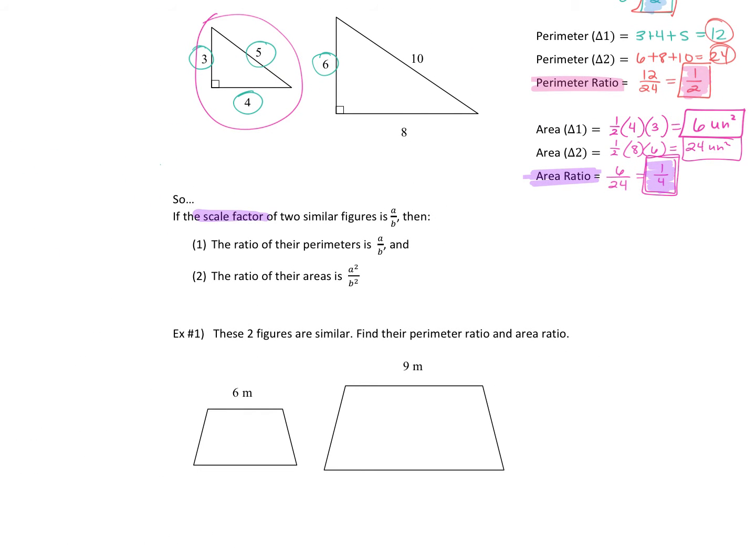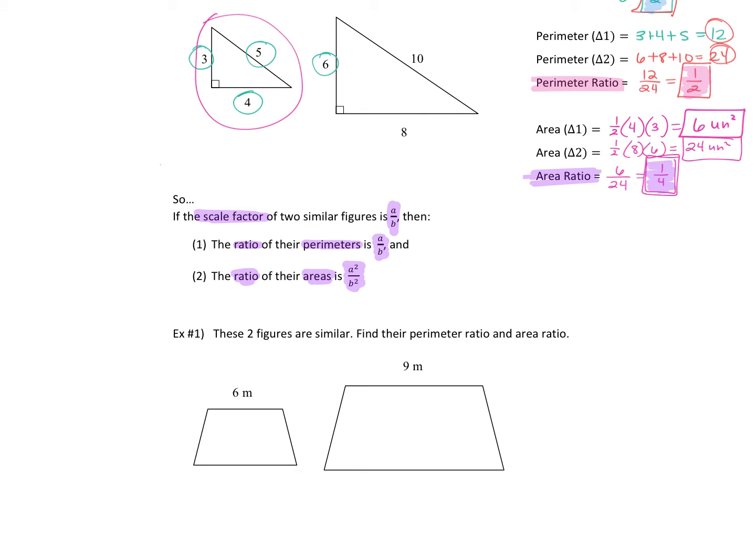Here's basically what it's saying, okay? If your scale factor is A to B, then the perimeter ratio of those figures is going to be that same ratio. So if your scale factor is 1 to 2, your perimeter ratio is 1 to 2. If your scale factor was 1 to 5, your perimeter ratio would be 1 to 5. So a perimeter ratio will be the same as a scale factor. And then the area ratio will just be squaring both of those, right? 1 to 2 squared is 1 to 4, which is what we got in that last problem.